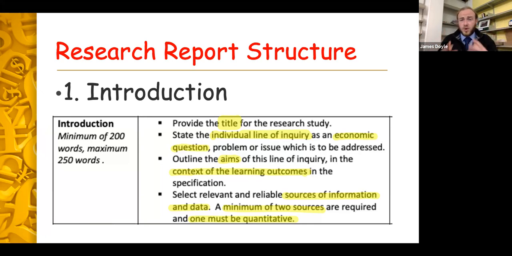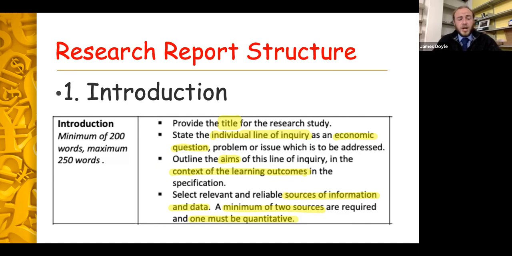Now, there's lots of other stuff you could include as well, such as why you want to study this: the rationale for why you've chosen this topic and why it's of interest to you. There's lots of scope for you to continue within that, as long as you don't go over your 250 word count.